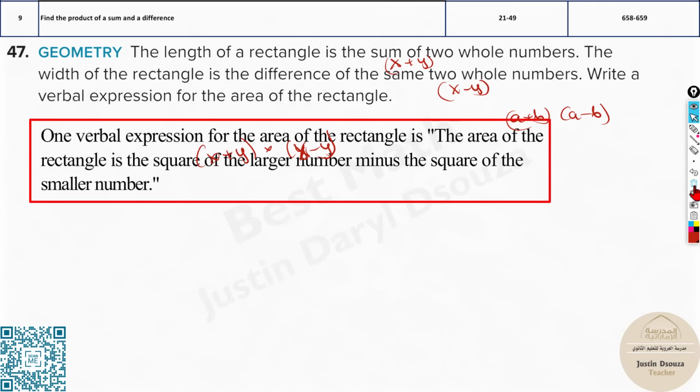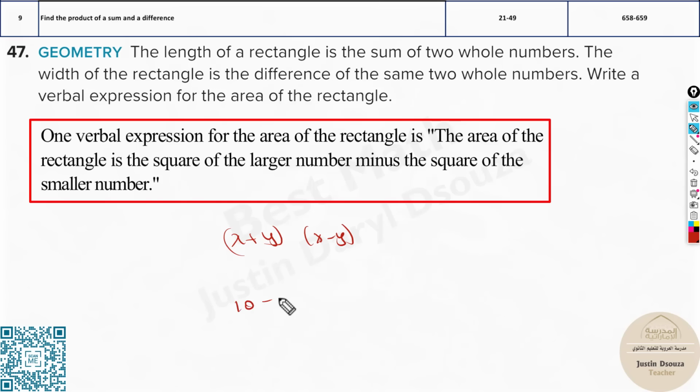Since they have told it's two whole numbers, it's the same. What I've written is x plus y, x minus y. We have to just write this, right? Imagine this was a number. Let's take x as 10 and y as 3. Over here, again 10. Because they have told it's a whole number, let's write 10, 3. Now here the area of the rectangle is the square, because when you multiply it, what happens? It will be the squared, right?